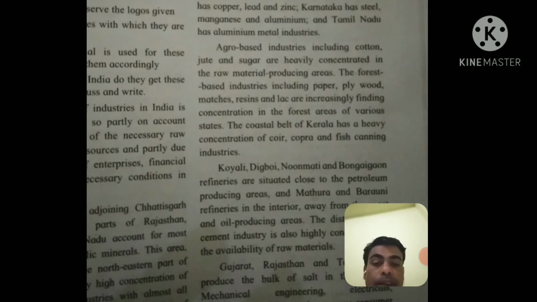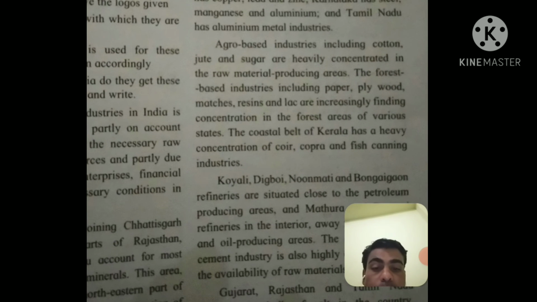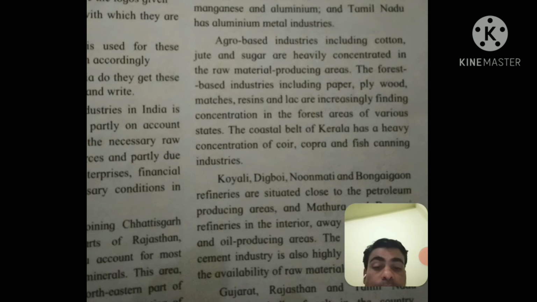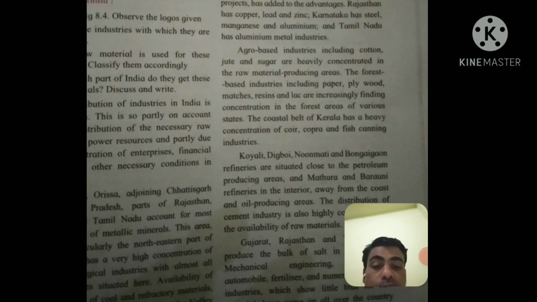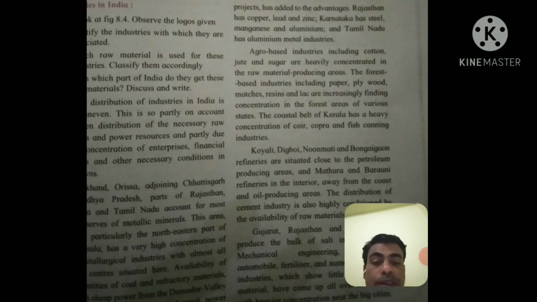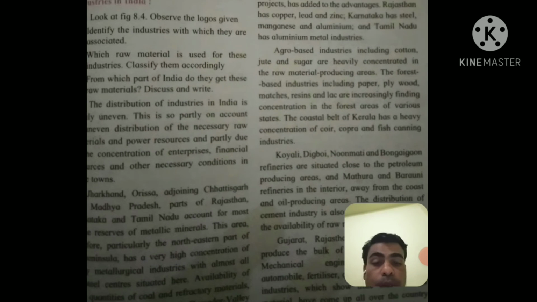Koyali, Digboi, Numaligarh and Bongaigaon refineries are situated close to the petroleum producing areas, and like that Mathura and Barauni refineries are in the interior away from the coast and oil producing areas. The distribution of the cement industry is also highly conditioned by the availability of raw materials.